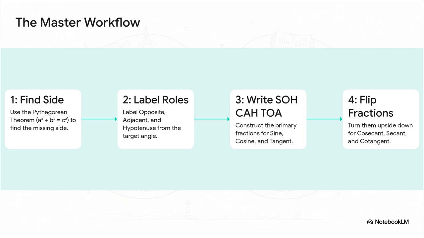Then, for step 2, and this is super important, you've got to stand at your target angle and give each side a job title: opposite, adjacent, or hypotenuse. Step 3, you just write out SOHCAHTOA. That gives you your 3 main trig functions. And finally, step 4 is the easy part. You just flip those fractions upside down to get the other 3. That's it. That's the whole shebang.